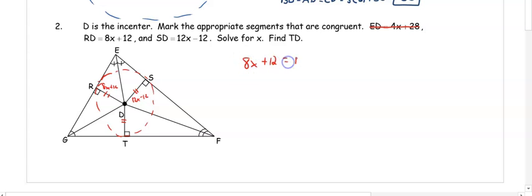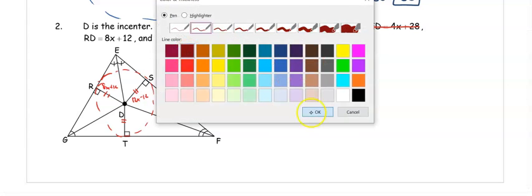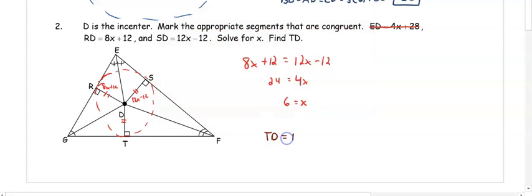8x plus 12 is equal to 12x minus 12. So when we solve, we get 4x equals 24. When we divide, x is 6. So to find TD, we know that TD is going to have the same length as RD and SD. So I'm going to pick one of those. 8 times 6 plus 12 is going to get us a length of 60.